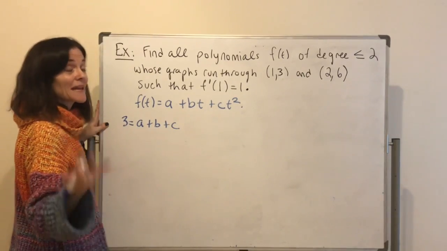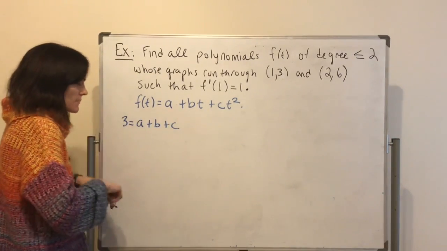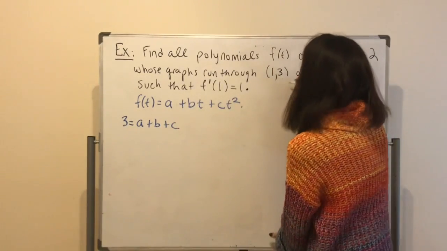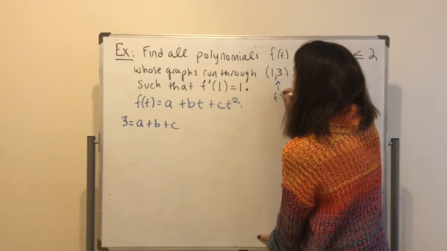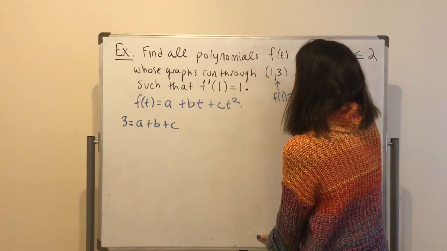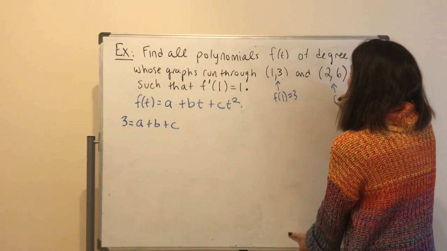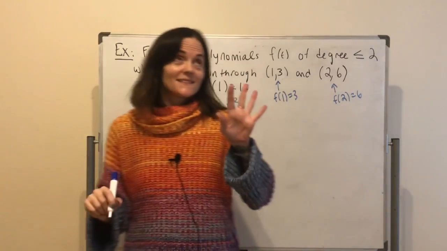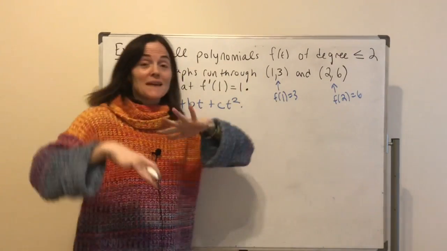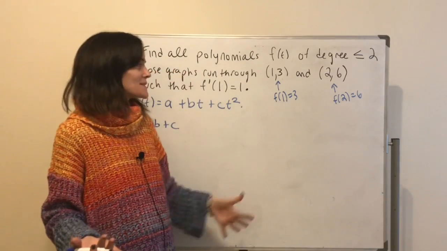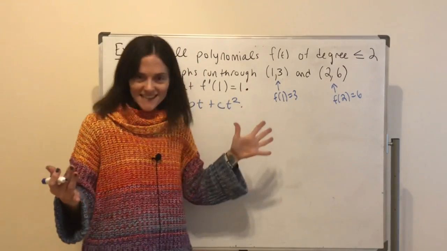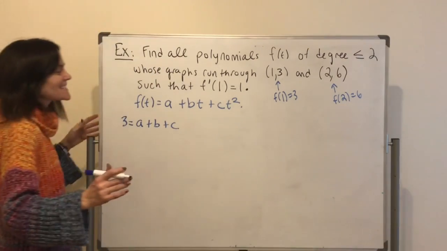That's evaluating at 1. And then, maybe I should make this observation here. This says f of 1 equals 3, and this says f of 2 equals 6. If the point (1, 3) is on the graph, then f of 1 is 3. Or if (2, 6) is on the graph, f of 2 is 6. Okay, we have that down.